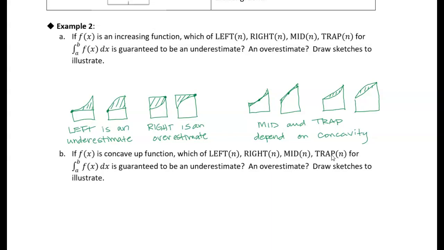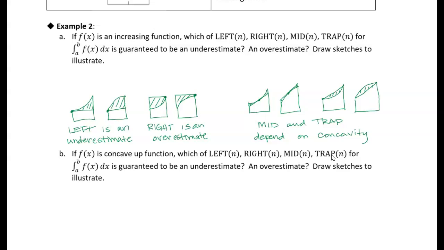If we take the average of the two endpoints, right, and essentially estimate the subinterval with a trapezoid, then if the function is concave up, we have an overestimate, and if it's concave down, then we have an underestimate.